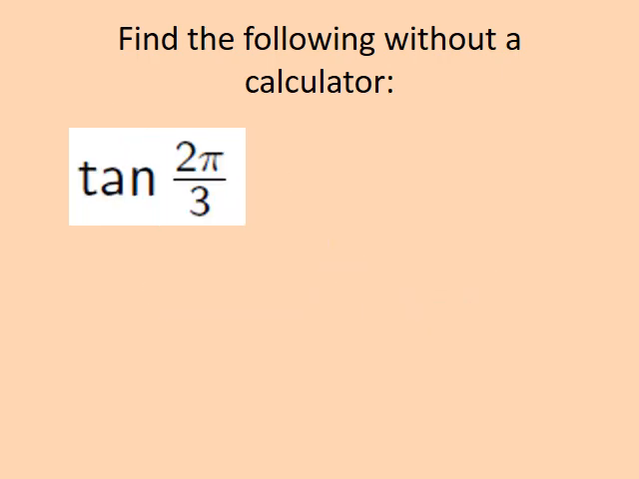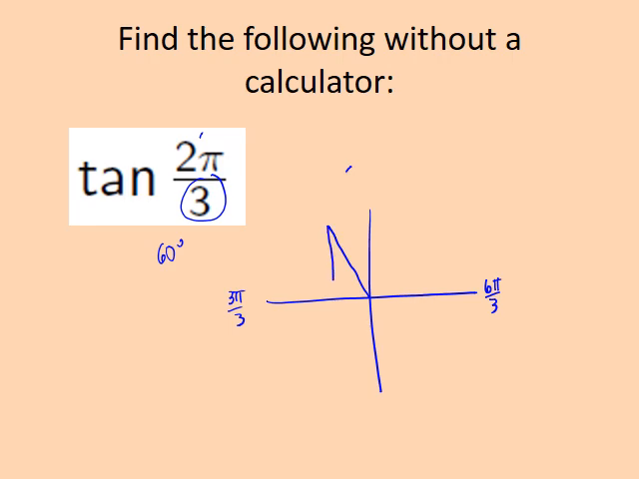To find the tangent of 2 pi over 3, we must first graph 2 pi over 3. Because it is over 3, we know it's a 60-degree reference angle, which means pi is going to be 3 pi over 3, and 2 pi will be 6 pi over 3. Because it's 2, which is 1 less than 3, we know it's a 60-degree reference angle in the second quadrant.